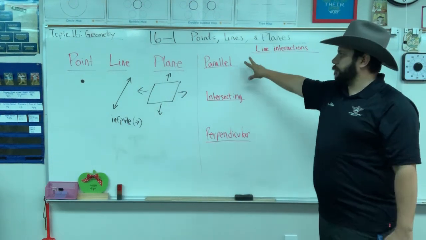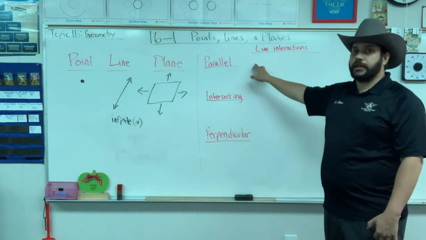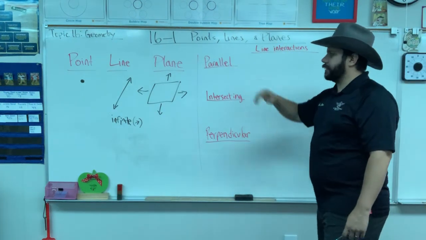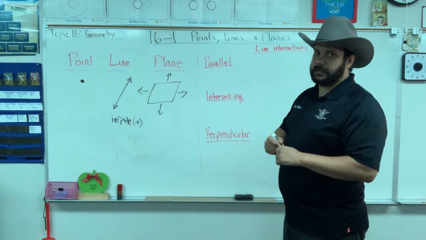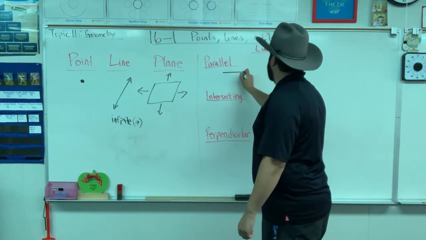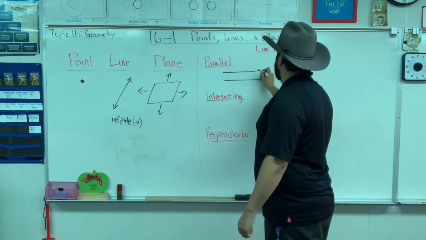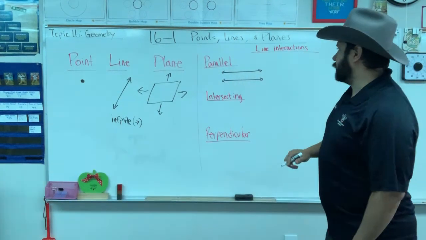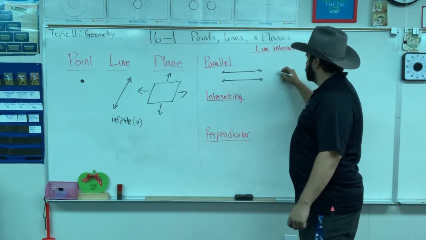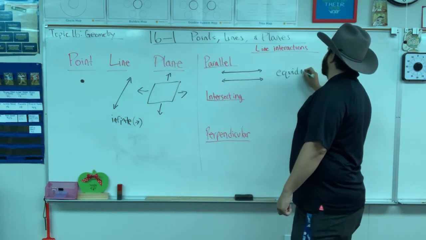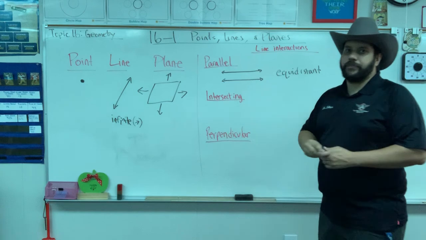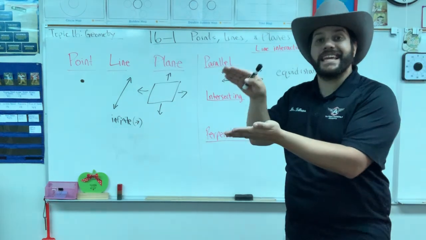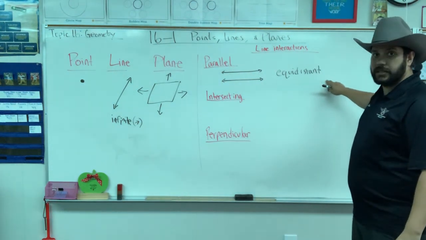Now, let's dig a little deeper into the lines. We're going to look at 3 different interactions between lines. The first interaction we have between lines will be parallel lines. Remember we're talking about lines, so they will go on infinitely. Parallel lines remain, here's a key word, equidistant, meaning they're always the same distance apart. They never get closer, they never get further apart. They remain equidistant, equal distance, infinitely.